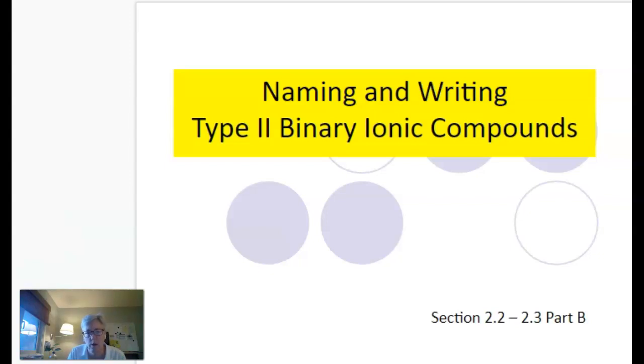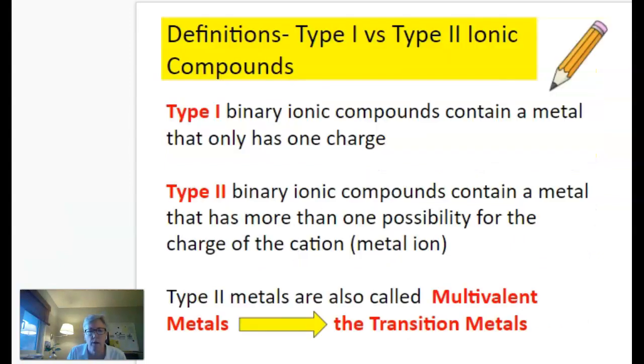Okay, so this is called type 2 binary ionic compounds. Here are a few definitions for you. Type 1 is actually what you've been doing for the whole past week. Type 1 just means that you have a metal that only has one characteristic charge, and I'll show you the periodic table here in a second.